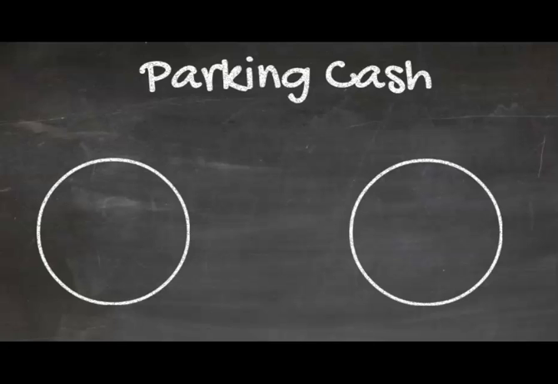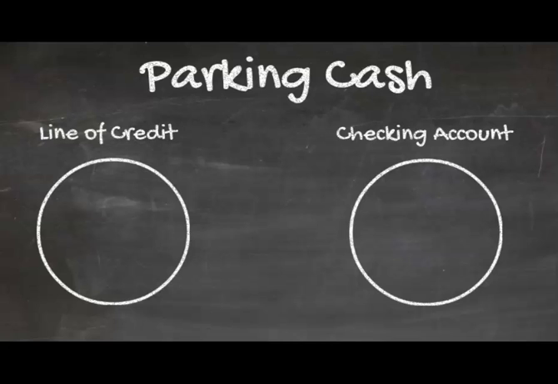To do velocity banking, it's pretty simple. The concept in itself is really easy to do. Let's assume that you have two accounts: your line of credit and your checking account.